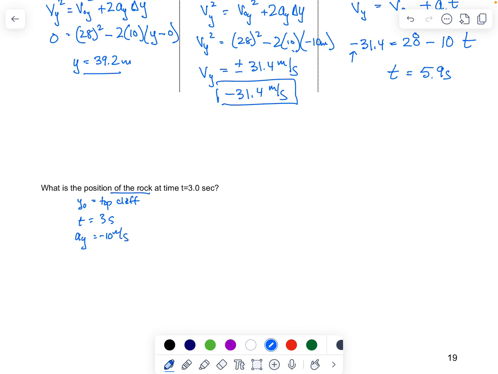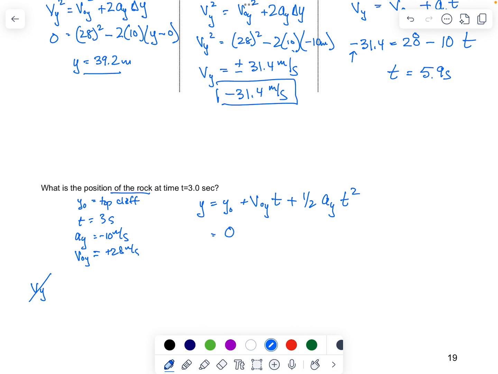So my missing variable is really velocity, final velocity. I know my initial velocity is still going to be the same, 28 meters per second. Vy is my missing variable, so I don't care about it. So I'm going to choose the equation that doesn't have final velocity in it, and that would be the 1/2 at squared equation. So I'm going to have y is equal to y naught plus my initial velocity in the vertical direction times time plus 1/2 acceleration in the vertical direction times time squared.